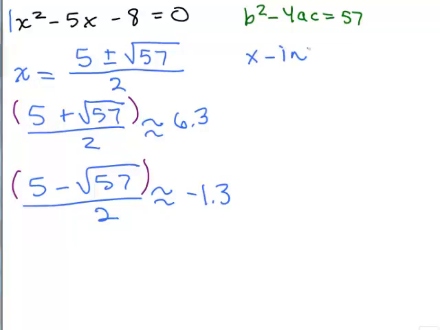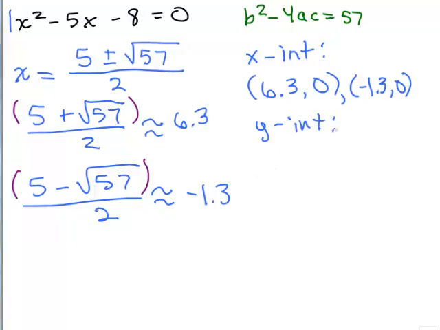So for my x-intercept approximations, I had 2 of them. I put in y equals 0, so the x-coordinate was 6.3 and the other one was negative 1.3. There were 2 x-intercepts. And then the y-intercept, that was the easier one. We just put in 0 for x in the original equation and we got negative 8. 0, negative 8. Alright, so those are our x-intercepts and our y-intercept.